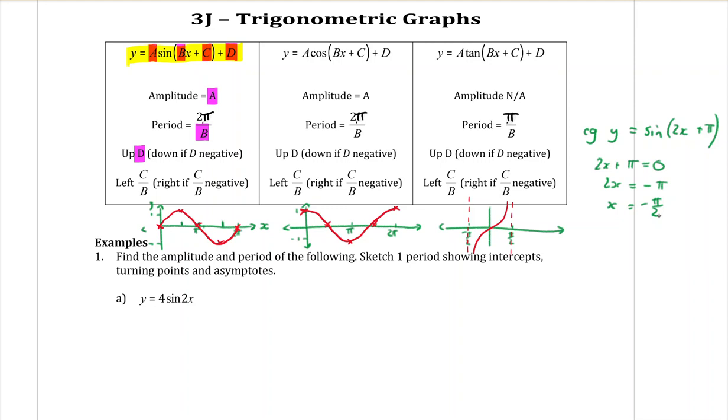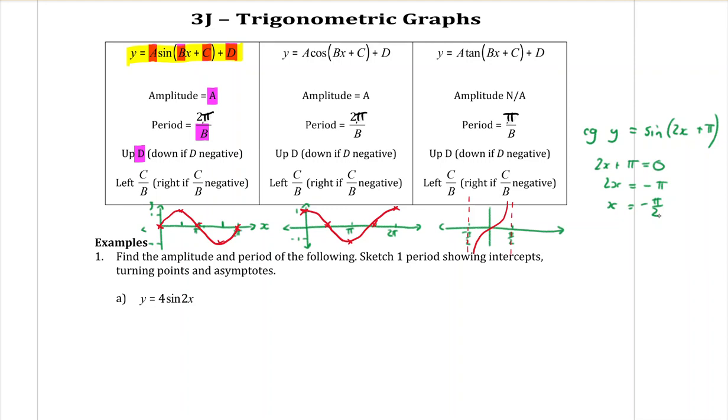The cos graph, I won't go through them in as much detail again. The cos graph is very similar. The A at the front changes the amplitude. The period for the cos graph is 2 pi again, so you divide it by b if you need to change the period, and the number on the end will move it up and down, just like the sine, and finding the horizontal translation the same way as well.